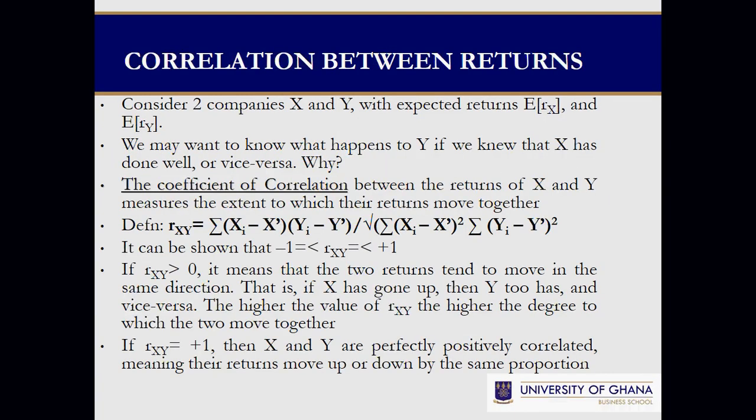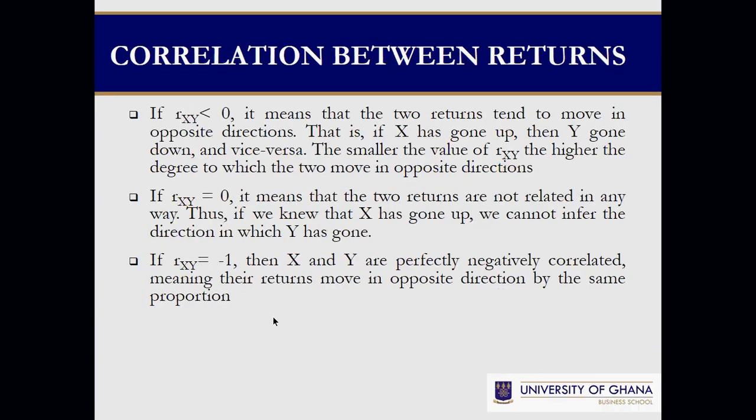So we have the same formula here again. I've explained this already. If correlation is less than 0, it means that the two returns tend to move in opposite directions. That is, if X has gone up, then Y has gone down, or vice versa. The smaller the value of correlation, the higher the degree to which the two move in opposite directions.